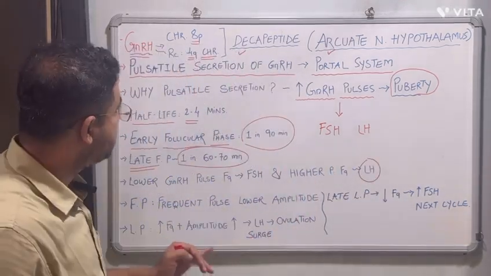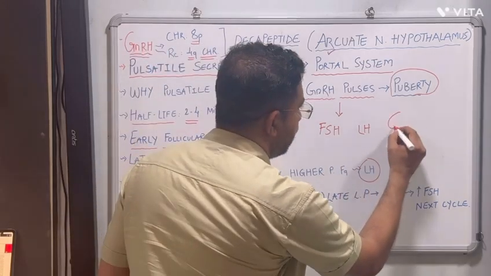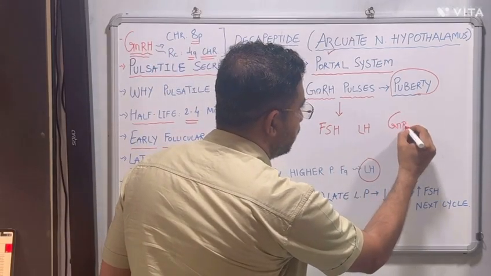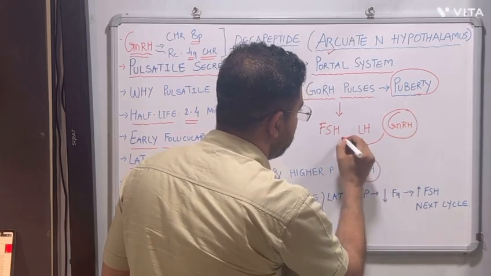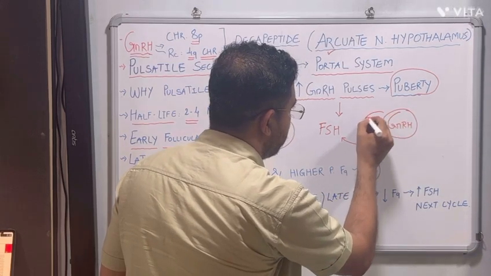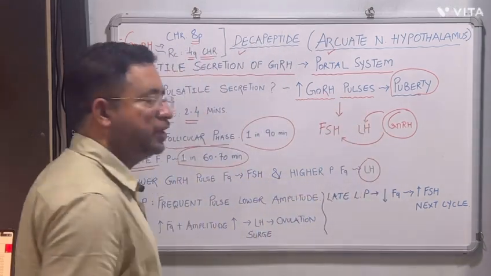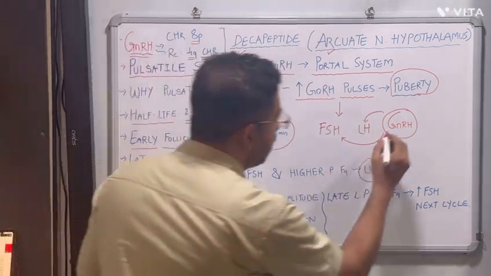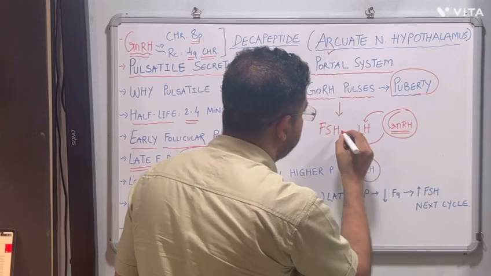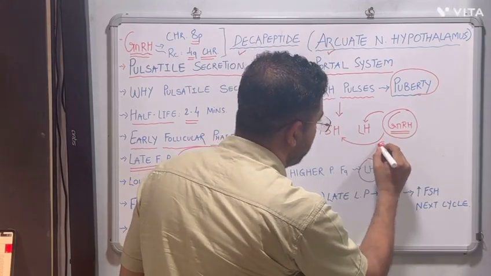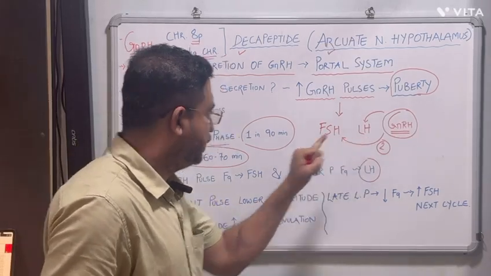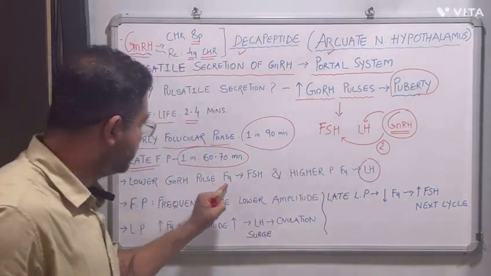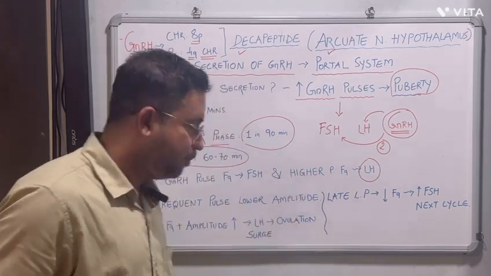Because if you see, this is the single releasing hormone, that is GnRH, which is responsible for the FSH release as well as the LH release from the anterior pituitary. It is a single neuropeptide which is responsible for the release of the two gonadotropins. So, which one to release in which phase depends on the pulse frequency as well as the amplitude.